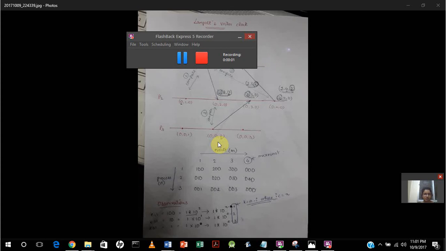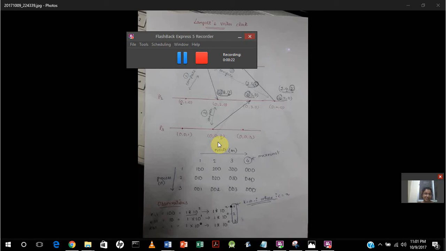Everyone, today I will be talking about Lamport's vector clock. To overcome the limitations faced by Lamport's logical clock, Lamport's vector clock was introduced. Just like Lamport's logical clock, Lamport's vector clock is also used in distributed systems to determine whether pairs of events are causally related or not.